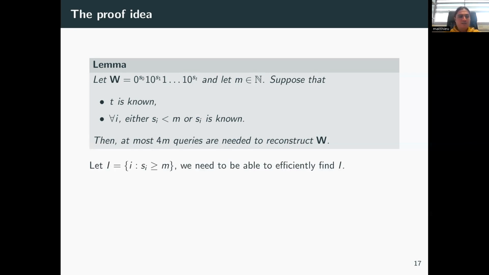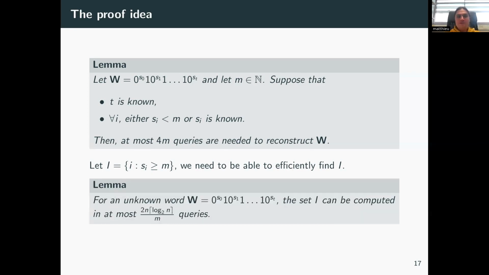Okay, so there is something missing there, which is that I need to know the value of all the Si which are larger than m. How can I do that? There is another lemma which I'm not going to detail too much. But again, if we know W, then this set I can be computed in that many queries.